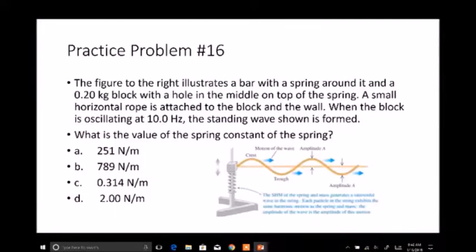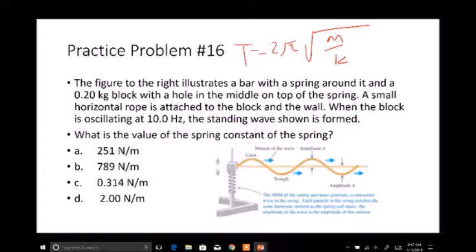All right, practice problem 16. So we have a figure on the right that has a bar with a spring around it and a 0.2 kilogram block with a hole in the middle on the top of the spring. A small horizontal rope is attached to the block in the wall. When the block is oscillating at 10 hertz, we get a standing wave. What is the value of the spring constant of the spring? This sounds like a complicated problem, but really the only thing you need to work this problem is the period is equal to 2 pi times the square root of m over k. We need to solve this out for k.